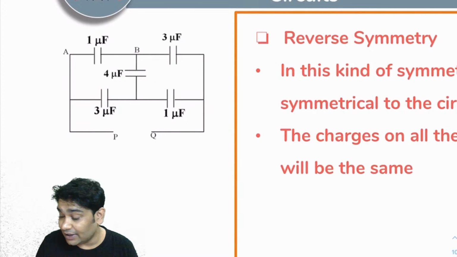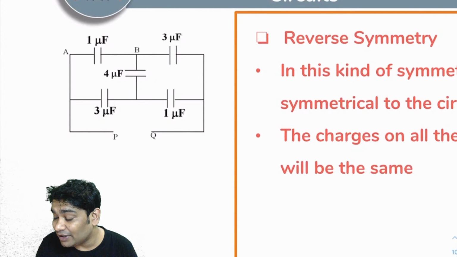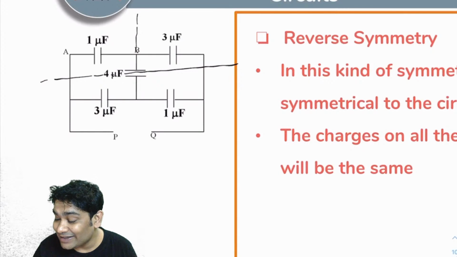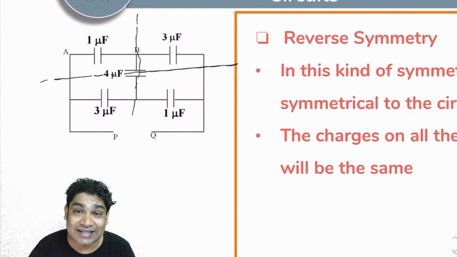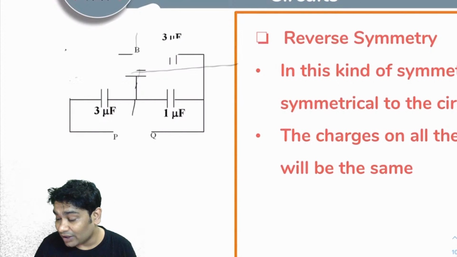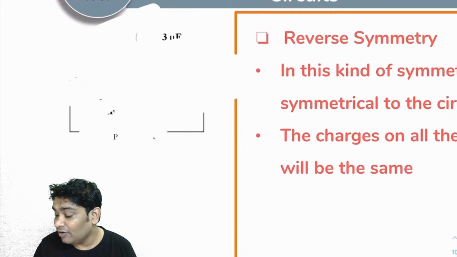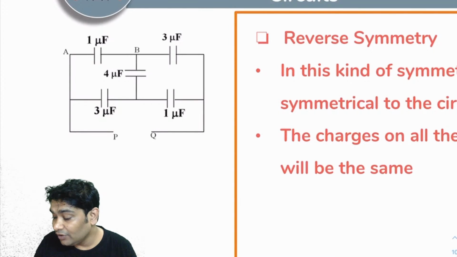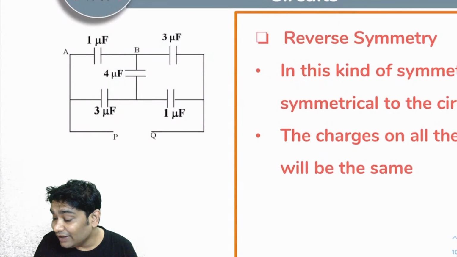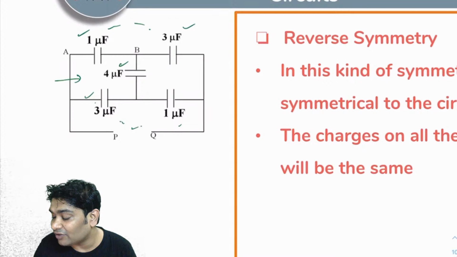Alright, if you look at this circuit, you will realize this has no axial symmetry. So this is not symmetrical about this, nor is this symmetrical about this. So this has neither axial symmetry nor perpendicular symmetry. However, if you notice, when you're going from A to B, when you're moving in this direction, then what all circuit elements are you crossing? You have 1 microfarad, you have 3 microfarad, then you have 4, then you have 3 and 1. So in front of 1 you have 3, in front of 3 you have 1.